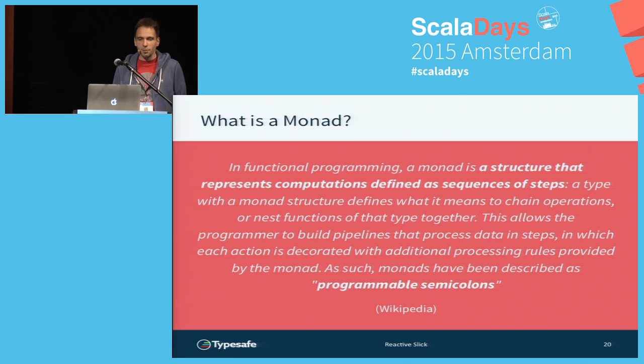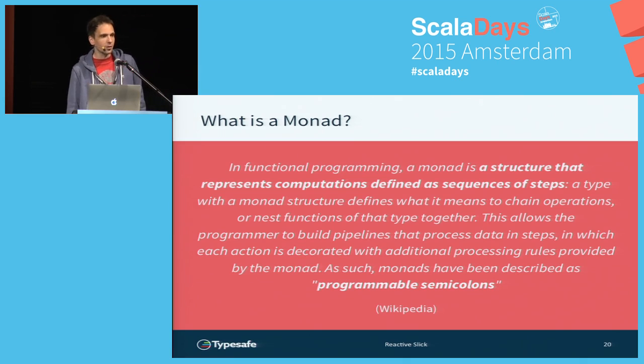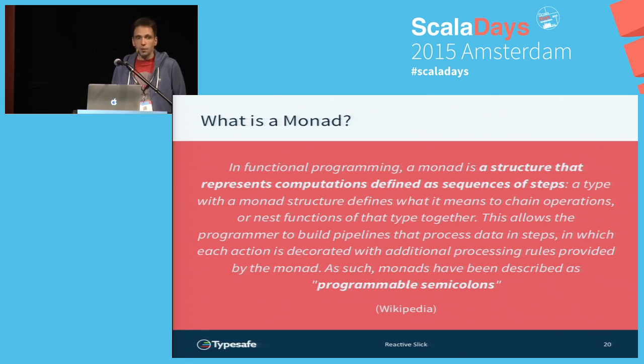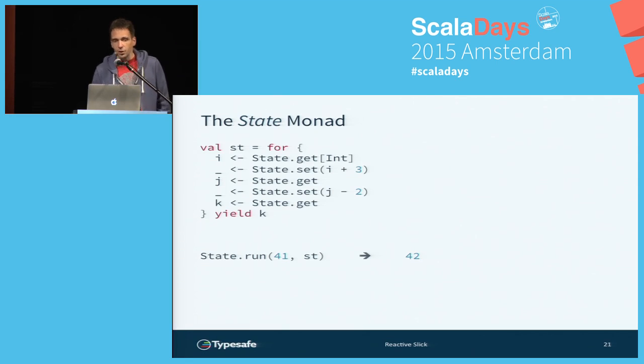Since I'm not doing a monad tutorial here, I don't want you to blame me for giving you a wrong definition. So we're just looking at Wikipedia. Wikipedia says, in functional programming, a monad is a structure that represents computations defined as sequences of steps. And later it talks about programmable semicolons. That's good. I've been writing Java since 95 or 96, so I know what semicolons do. So let's look at semicolons. Well, not yet, but we'll get to the semicolons in a moment.